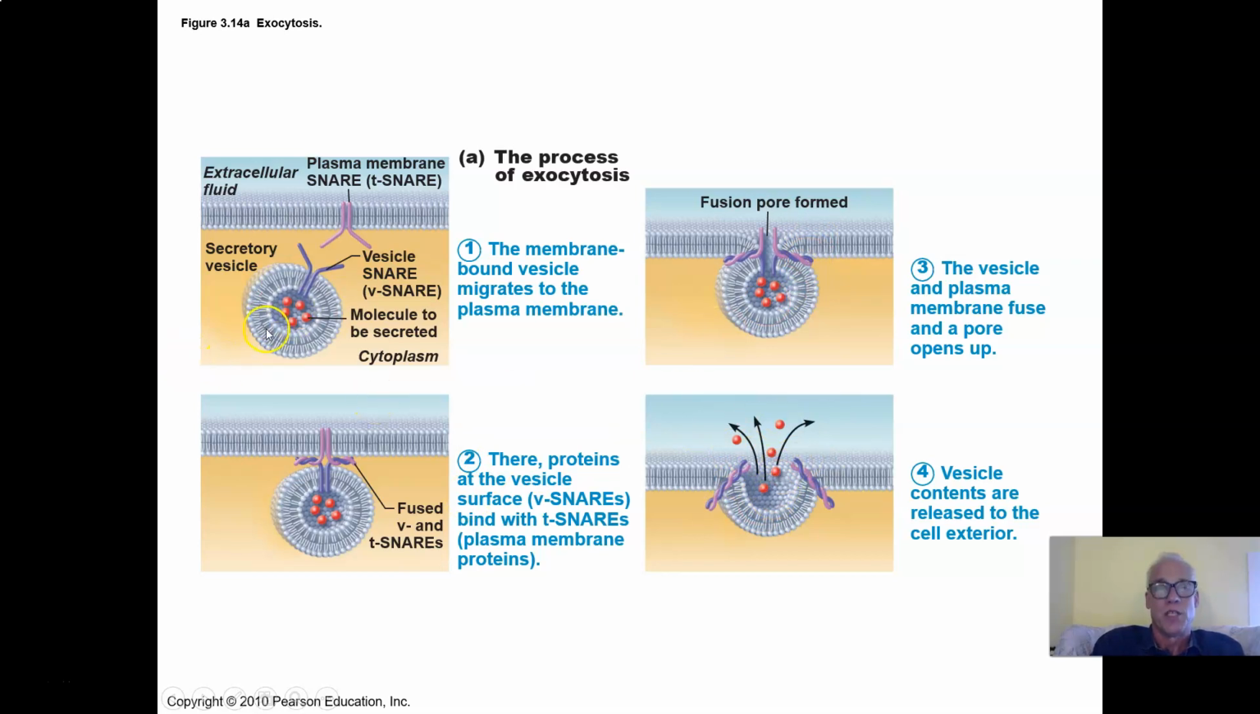So we synthesize the product, store it in vesicles, place the snare proteins in the vesicles, deliver them to the cell membrane. They bind to snare proteins in the membrane. Then, when the moment comes when, say, some calcium ions enter the cell, which is a signal, the vesicle will fuse with the plasma membrane and release its product, its contents, to the outside. That's called exocytosis.